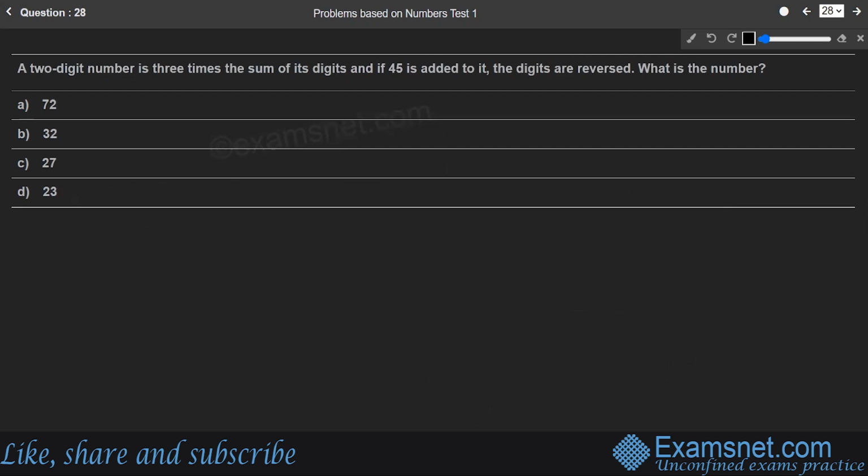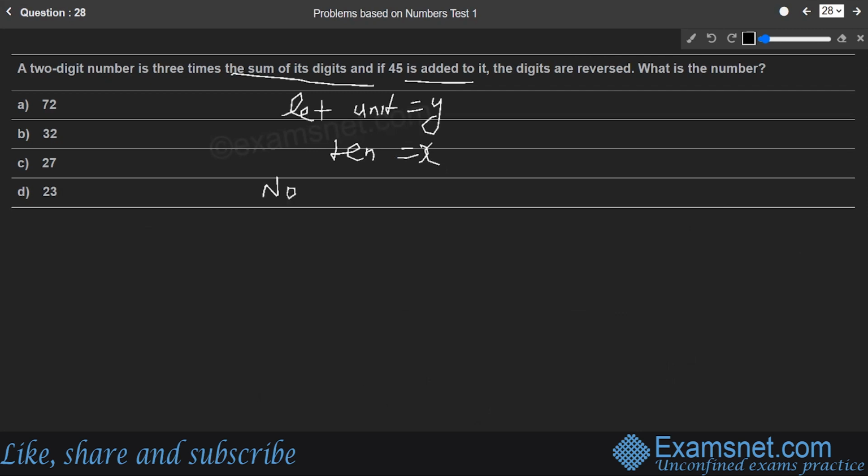Next, a two-digit number is three times the sum of its digits, and if 45 is added to it, the digits are reversed. What is the number? We can do this question by assuming the digits first. Let us say the unit digit is y, then the tens digit should be x. Let us assume it like that.